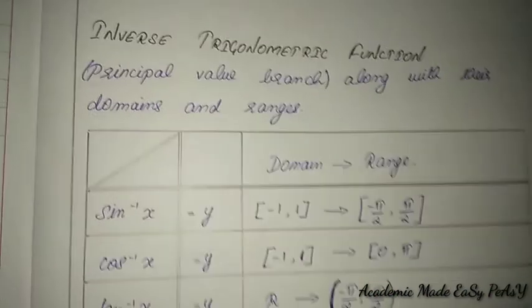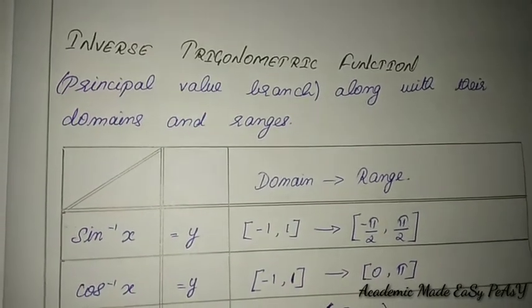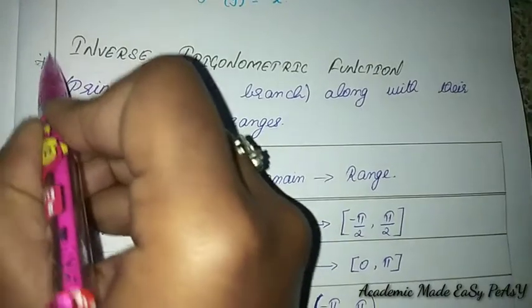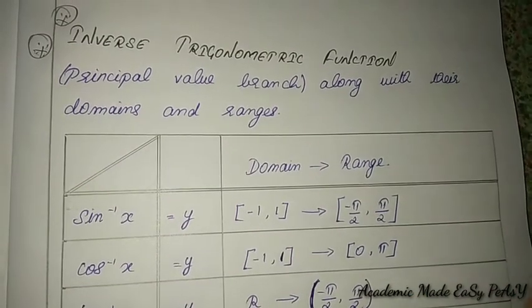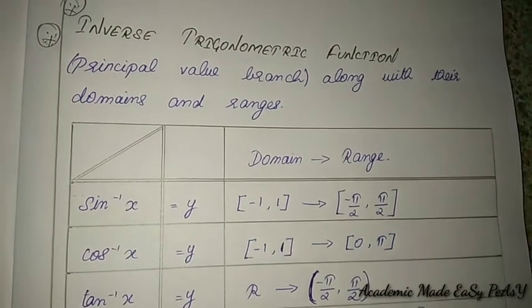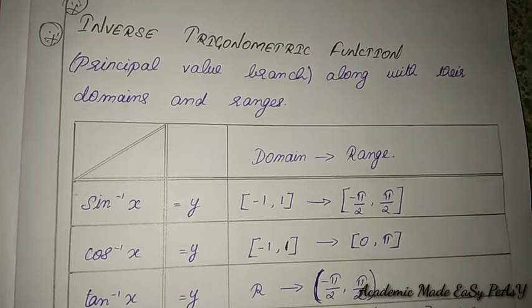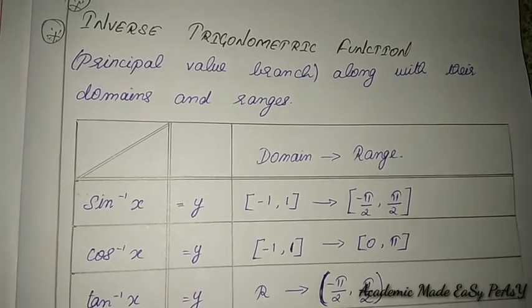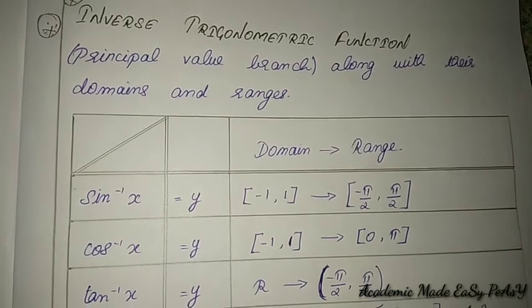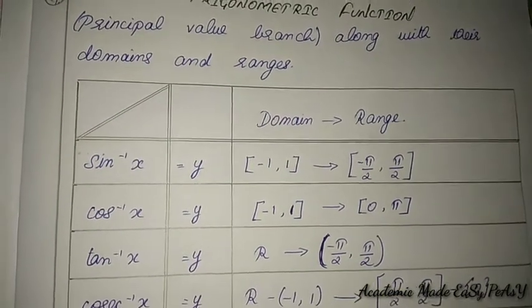Is that okay? Now we will be learning the very important part in trigonometry. Very important. Here principal value branch means the domain and range of the trigonometric functions is given here. So you have to be very clear to attend all the answers. So now let's move on.